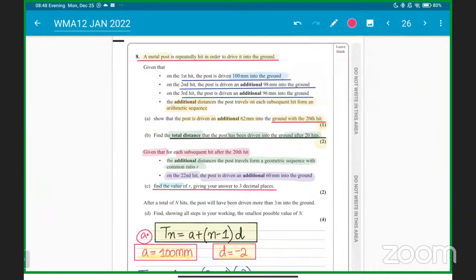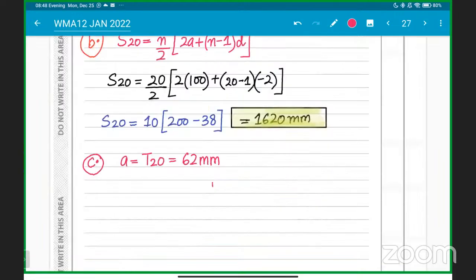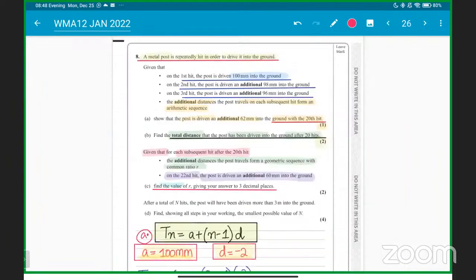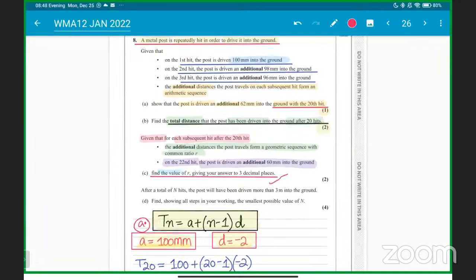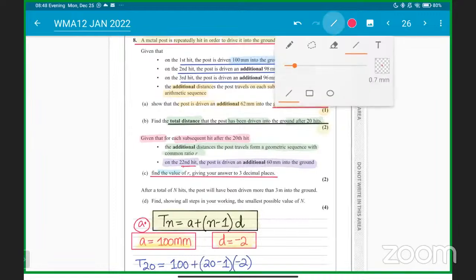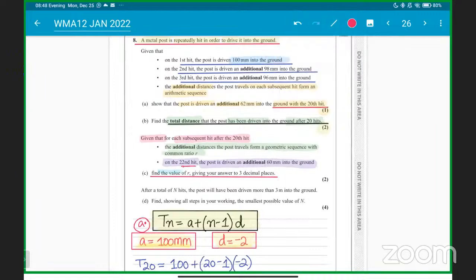The 20th hit is the first term. That is why I've written 62 millimeter. As you already know, we have to find the value of R, and they are telling us that this is the 22nd hit. Follow carefully, students. We can easily tell that on the 22nd hit, it is 60 millimeter.